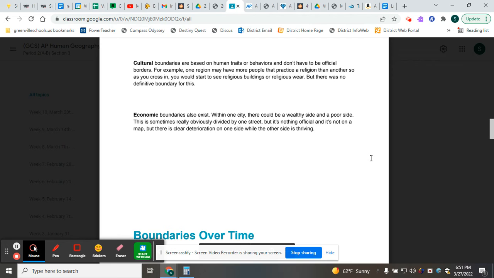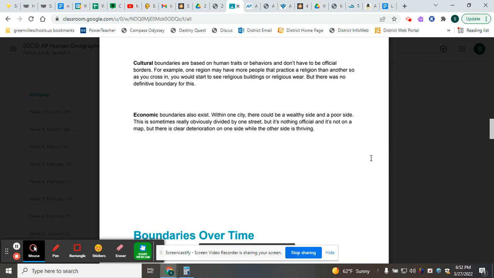Okay. Economic boundaries also exist within one city. There could be a wealthy side and a poor side of town. This is sometimes really obvious. Take, for example, Greenville County. All right. There isn't necessarily a line that runs down the center of Greenville that says now entering the good side of town versus now entering the bad side of town, at least economically speaking. Good and bad, that's not a reflection of the people who live on either side.